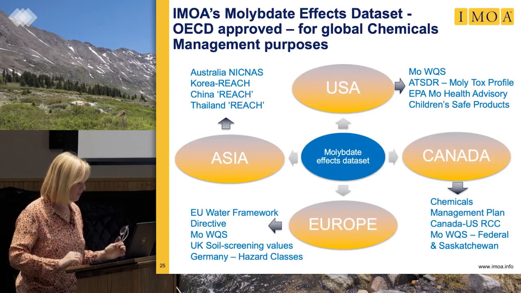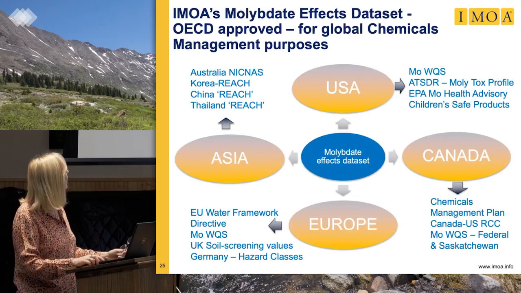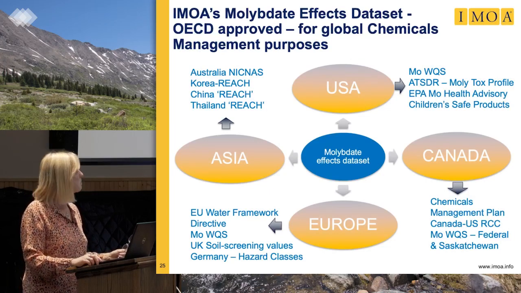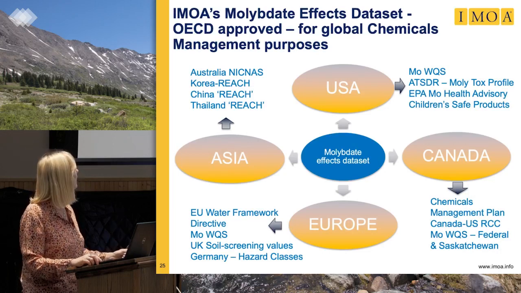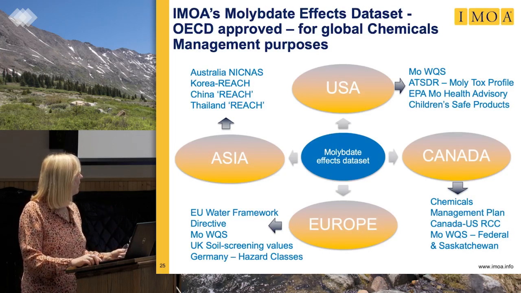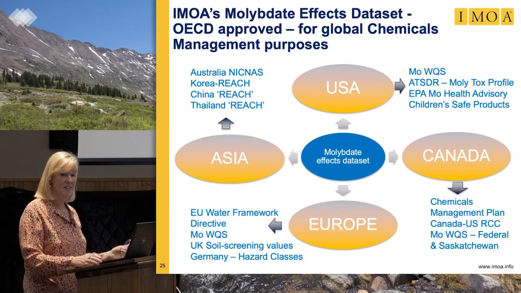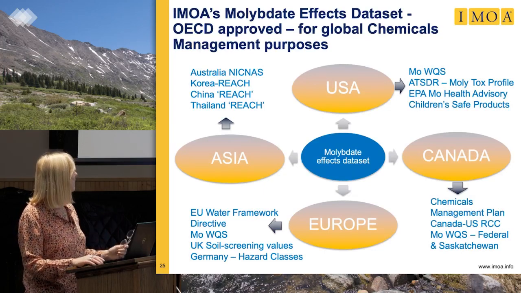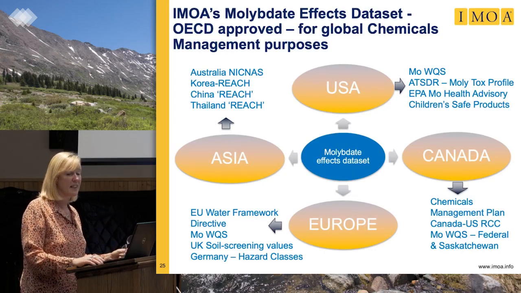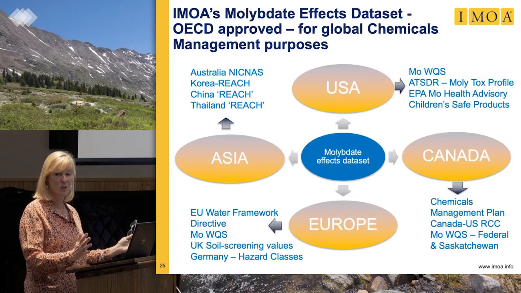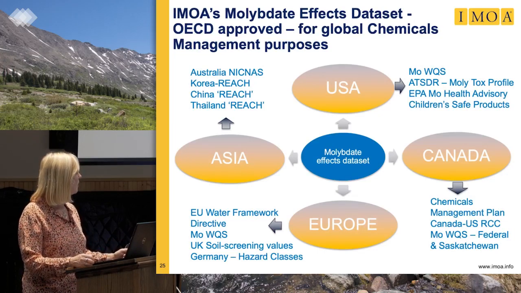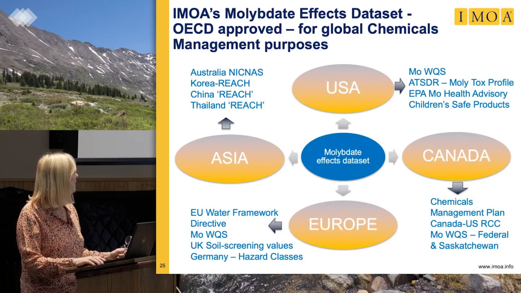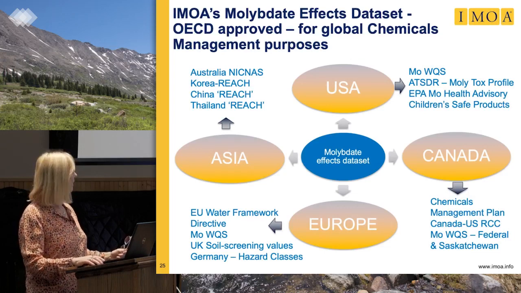This is just a quick overview slide. In the USA, for example, moly water quality standards, the Agency for Toxic Substances and Disease Registry are doing a moly profile. The EPA Moly Health Advisory is being reviewed, and they are looking at our data, and also in children's safe products. In Canada, under the Chemicals Management Plan, they're looking at inorganic substances between 2018 and 2020. They are reviewing many inorganics, including molybdenum. And again, water quality standards at federal and county level.